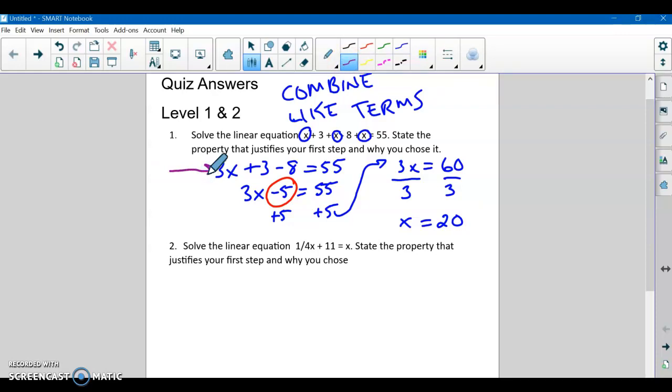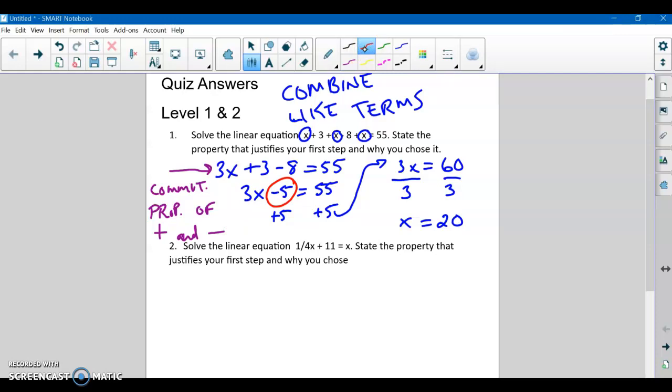So, in our first step, what we used was the commutative property of addition and subtraction. Let's go on to number 2.